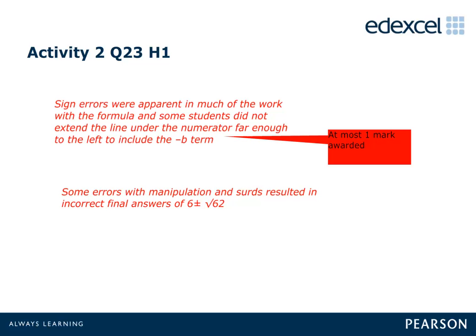This question was better done by completing the square, but the use of the quadratic formula was more often seen. From the Principal Examiners, Paper H1, report. Sign errors were apparent in much of the work with the formula, and some students did not extend the line under the numerator far enough to the left to include the -b term. And some errors with manipulation and surds resulted in incorrect final answers of 6 plus or minus the square root of 62. There are examples of these and other typical errors in the file.